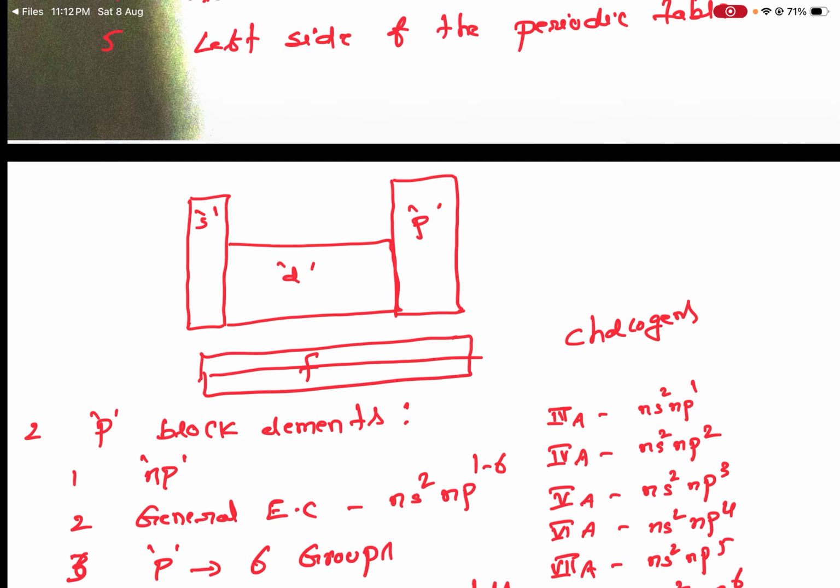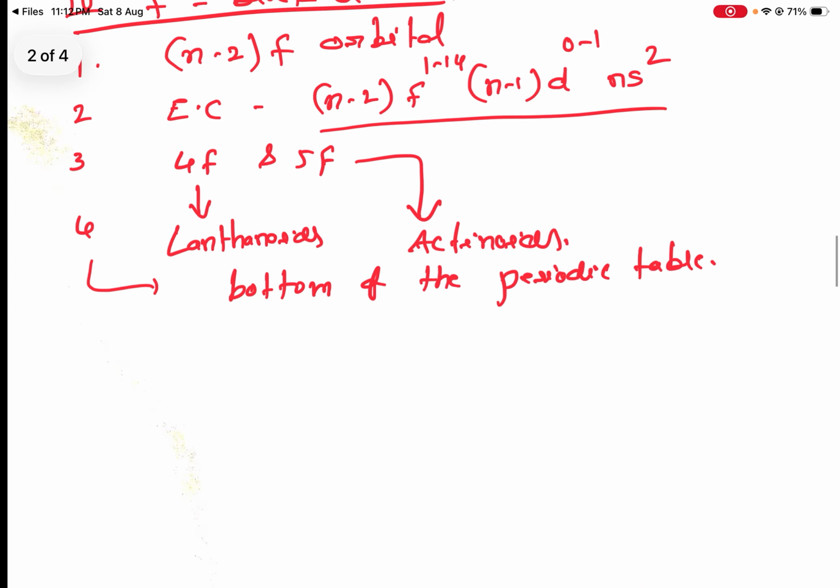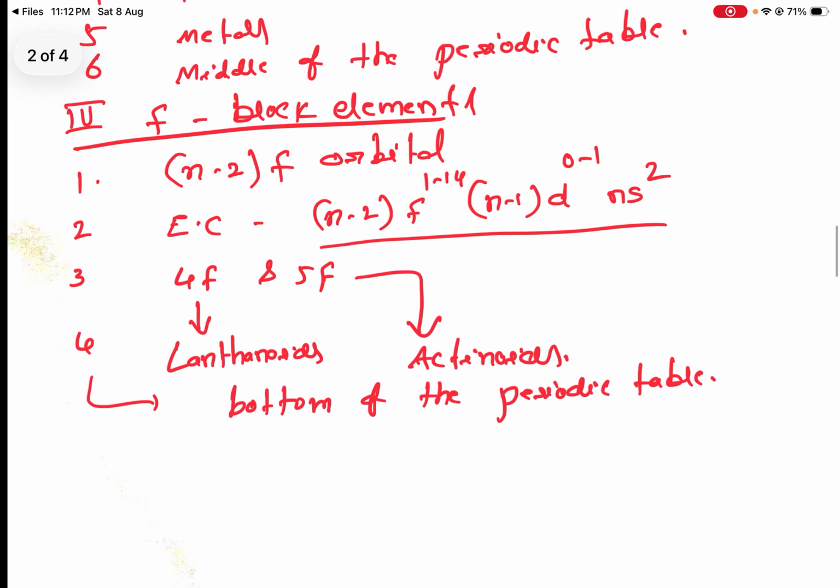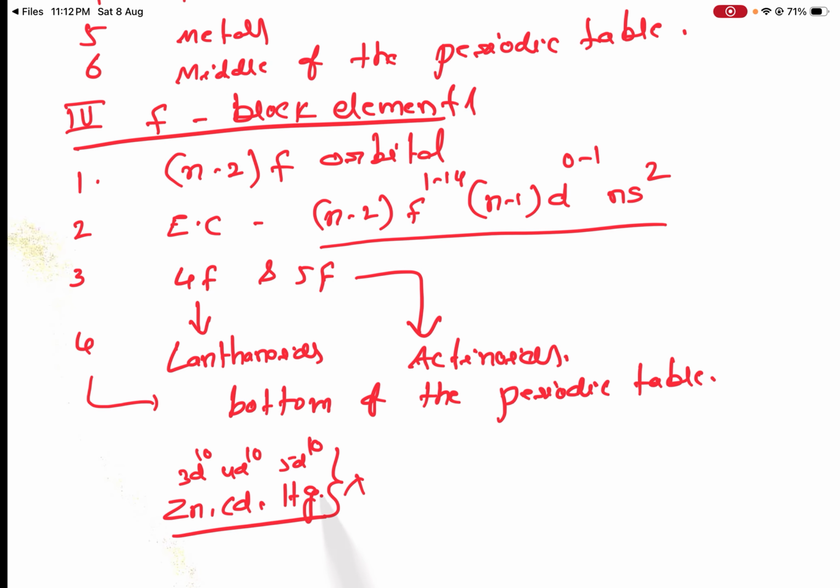D block elements are also known as transition elements except zinc, cadmium, mercury. These have completely filled orbitals, 3d10, 4d10, 5d10. These are d block elements but not transition elements. So what is the other name for d block elements except zinc, cadmium, mercury? Transition elements. F block elements are known as inner transition elements.